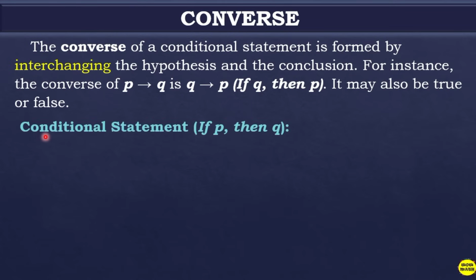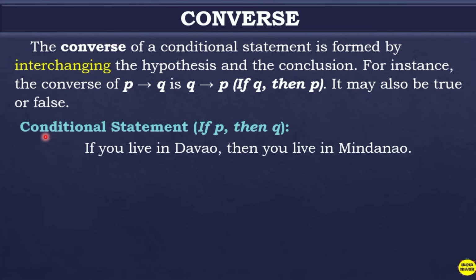Let's have an example. If this is your conditional statement where you have if P then Q, so yan naman ang lagi natin ginagamit, P then Q, your hypothesis and conclusion. So this is your conditional statement: if you live in Davao, then you live in Mindanao. So this is your, what's this? If. So after if, this is your hypothesis.